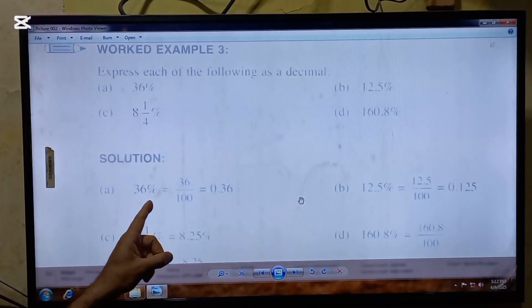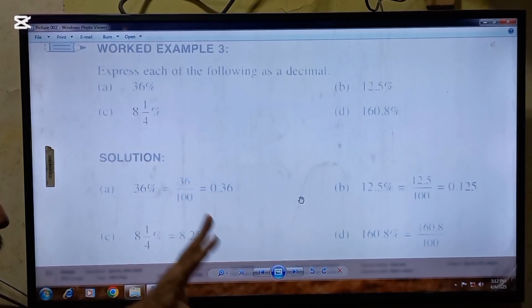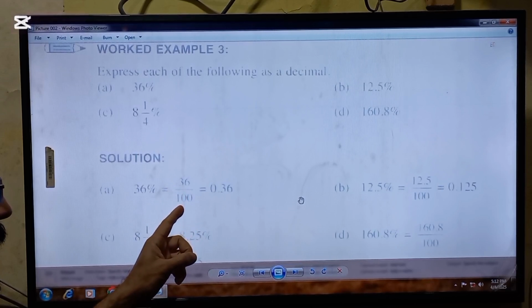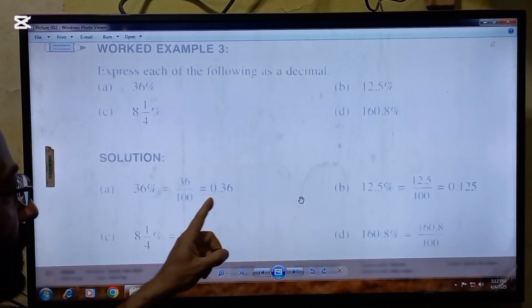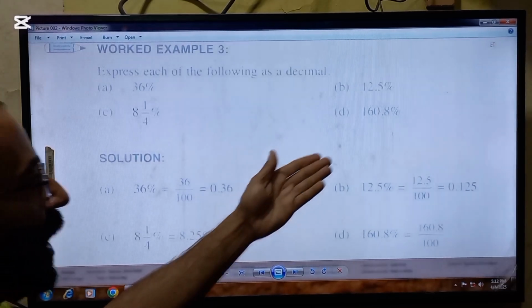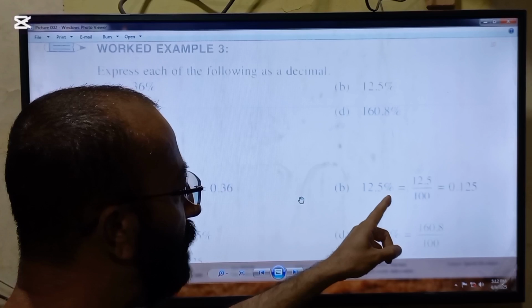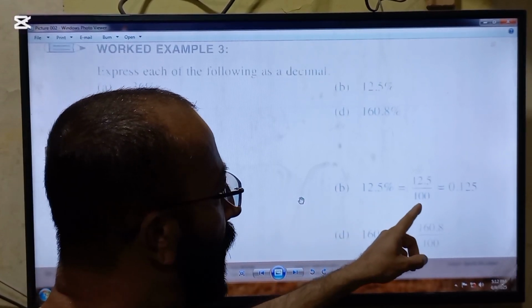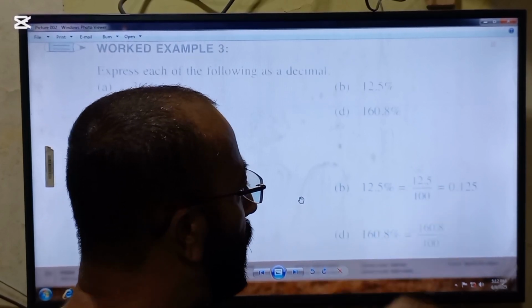First step will be drop the percentage sign. Look here, we do not have the percentage sign now. This will be the first step. Second step will be divide the number with 100, and the final step will be convert this number into decimals. So here is the answer. Likewise 12.5%. So here is the number. First step will be drop the percentage sign and divide the number with 100, and next step will be convert it into a decimal. So here is the answer.